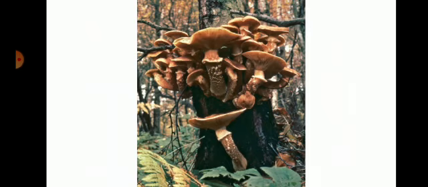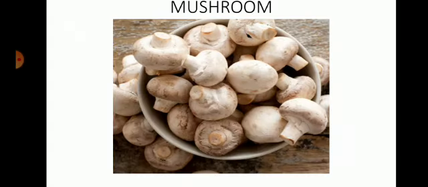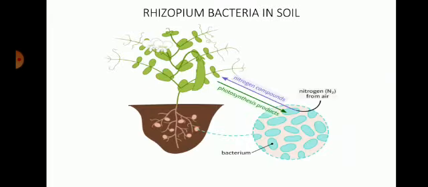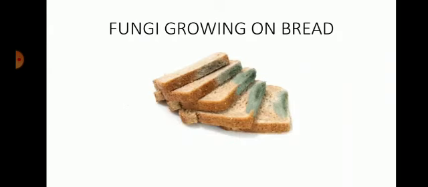For the best example, fungi like mushrooms are non-green plants that grow on dead and decayed matter for their food. Bread molds and yeast are saprophytic plants. Saprophytic plants.